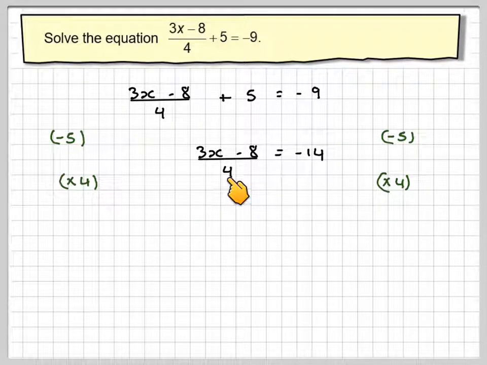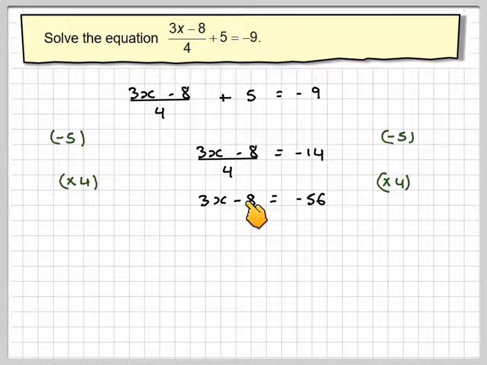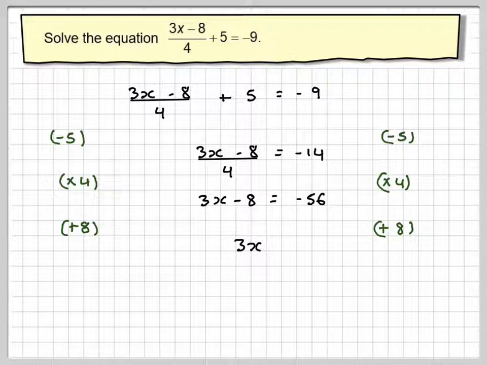So this side will become 3x - 8. And then 4 times -14 is -56. Now the opposite of subtracting 8 is to add 8 to both sides. So if you now add 8, you're going to get 3x on this side, and then -56 + 8 is going to give you -48.